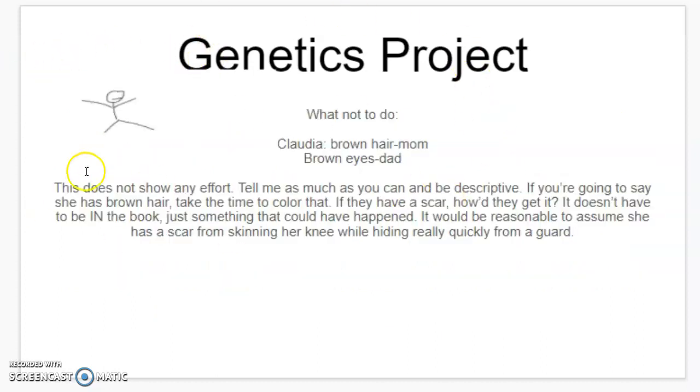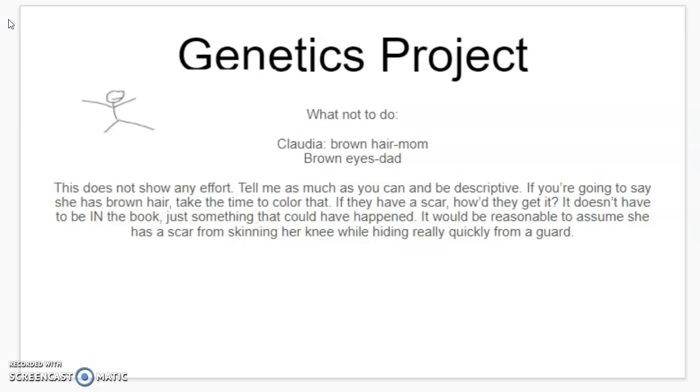This is what you are not going to do. Claudia, brown hair from her mom, brown eyes from her dad, and here's my picture of Claudia. Exactly. What is that? Would be the question that I would ask you as well. This shows zero effort. You know how long it took me to do that? About 30 seconds. And that's only because I had to get my picture uploaded to this.